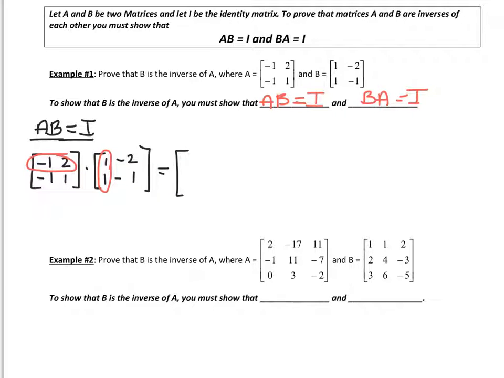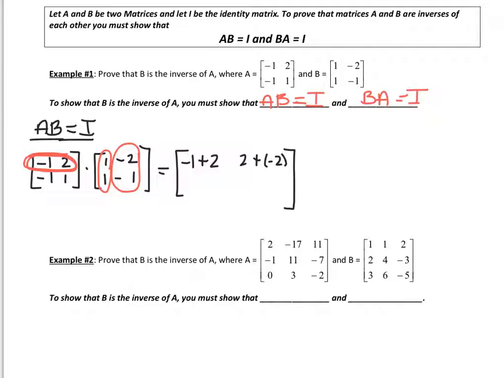So we're going to take -1 times 1, which is -1, and add it to 2 times 1, which is 2. And then, if I want to find the second column, I'm going to take this first row and multiply it by this column. So -1 times 2, -1 times -2 is 2. -2 times -1 is -2.